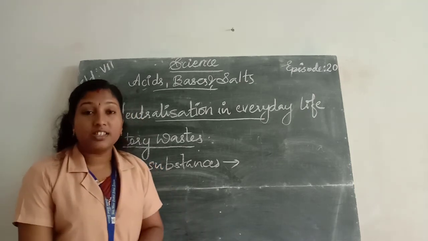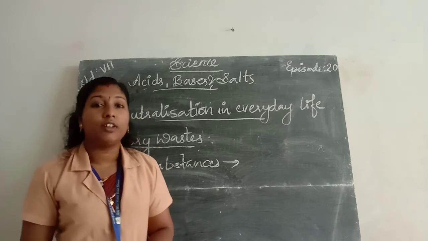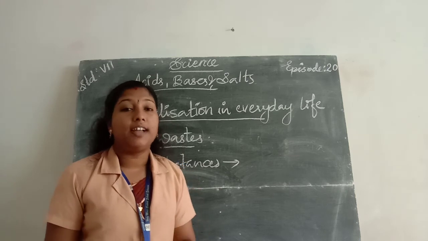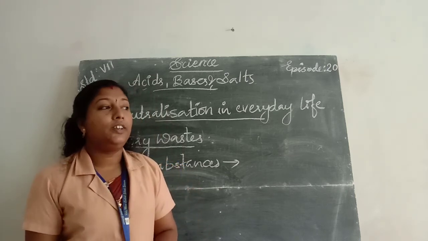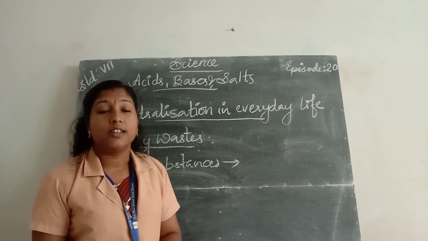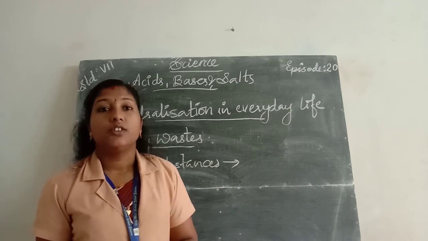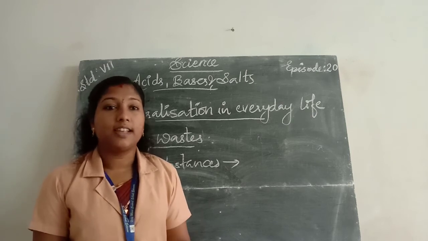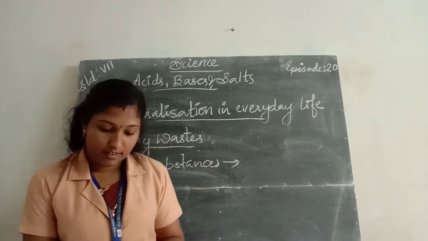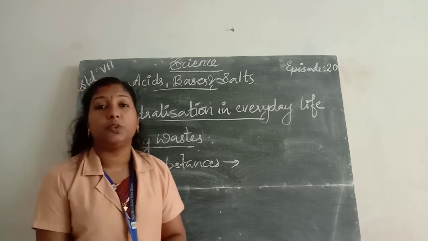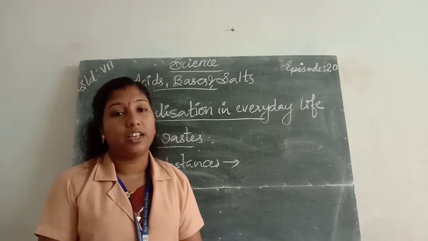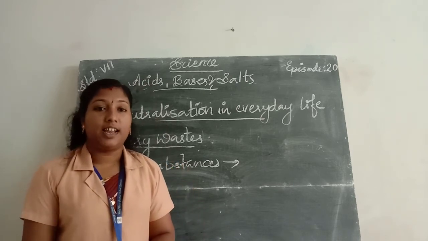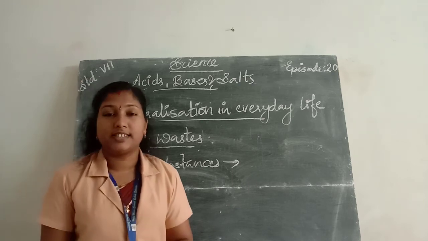Okay, then the next one is soil treatment. If we use more chemical fertilizers in the soil, that soil is not fertile. Plants never grow in that soil. If we test the soil, we can find the soil is too acidic. Then we add some slaked lime and quicklime into the soil. These are bases, so these bases neutralize the acid present in the soil.